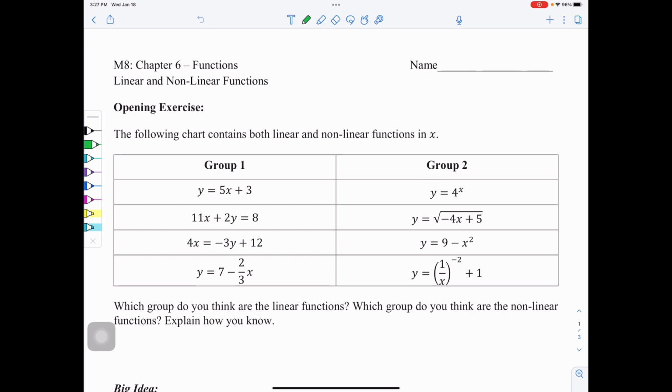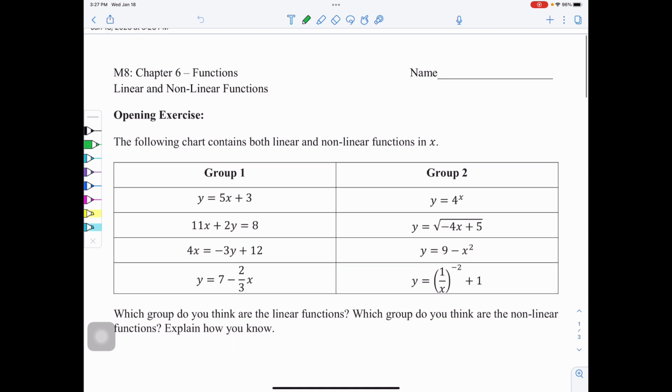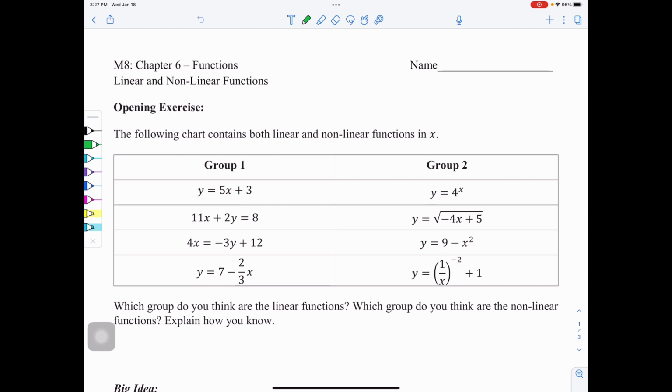So what I would like you to think about on your own is which group do you think are the linear functions? Which group do you think are the nonlinear functions? And then explain how you know. So at this time, I'd want you to pause the video, answer that question, and then you can come back to the video to resume.